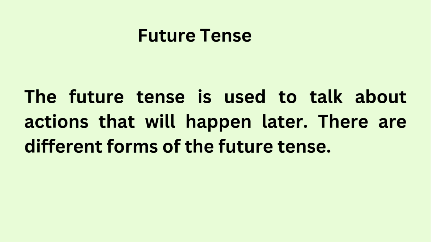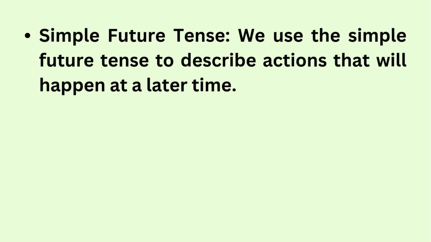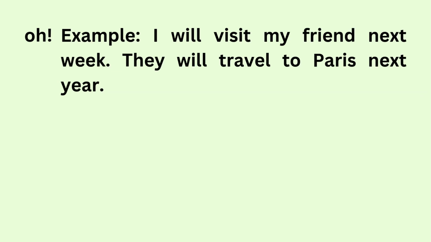Future tense. The future tense is used to talk about actions that will happen later. There are different forms of the future tense. Simple future tense. We use the simple future tense to describe actions that will happen at a later time. Example: I will visit my friend next week. They will travel to Paris next year.